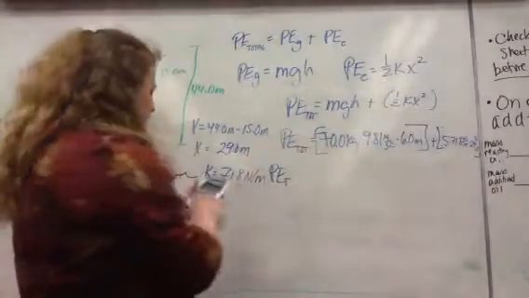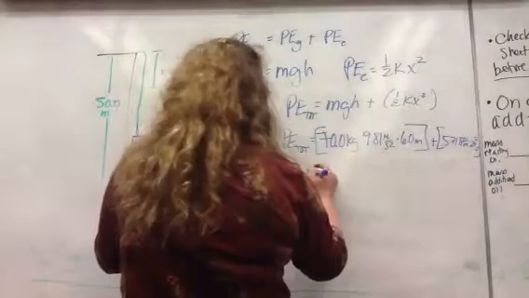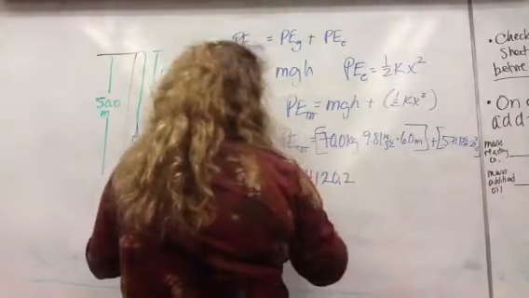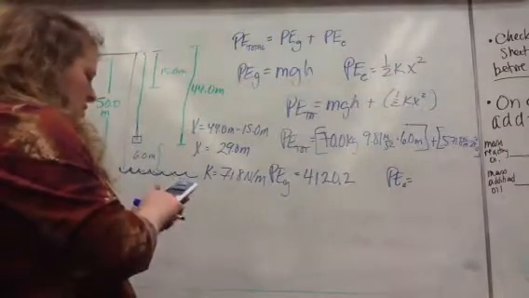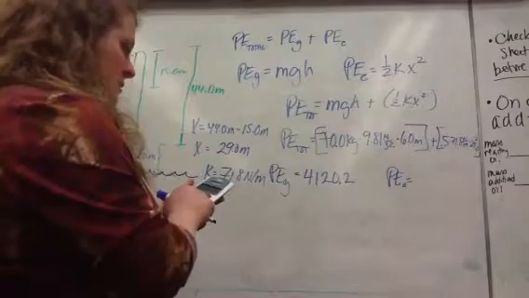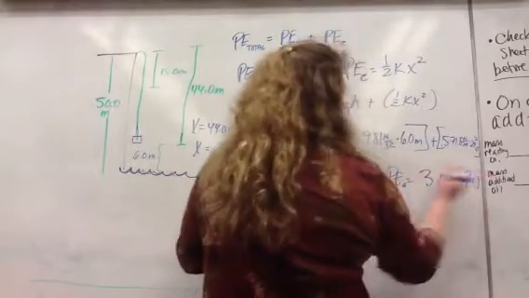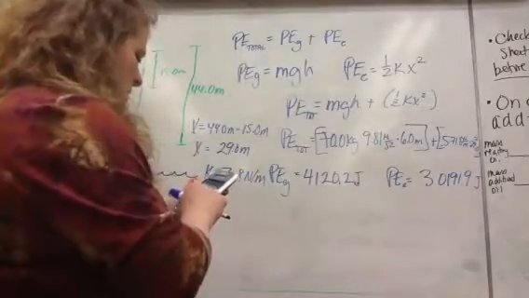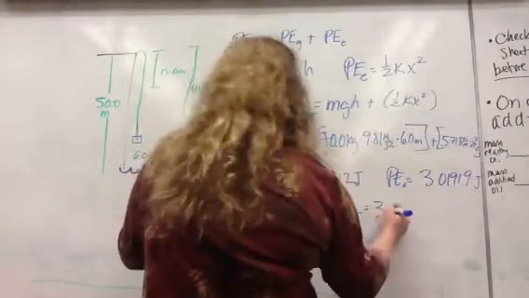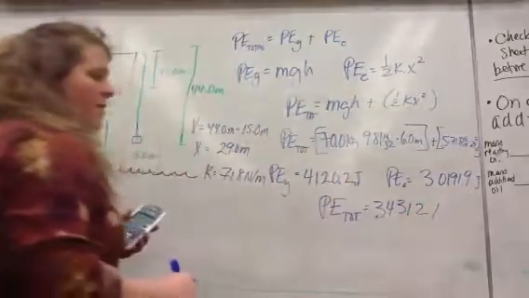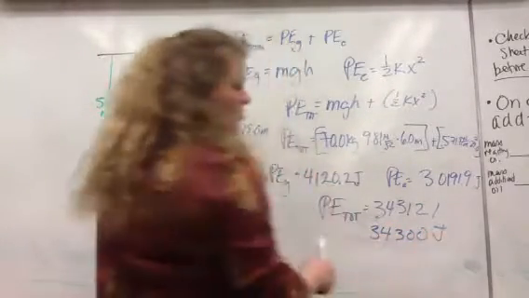So our MGH, 70 times 9.81 times 6, gives us 4,120.2, and our potential energy elastic, 29 squared times 71.8 times 0.5, gives us 30,191.9, and this is of course in joules. Add those two together, we get total potential energy of 34,312.1. We can have 3 sig figs, so 34,300 joules of potential energy.